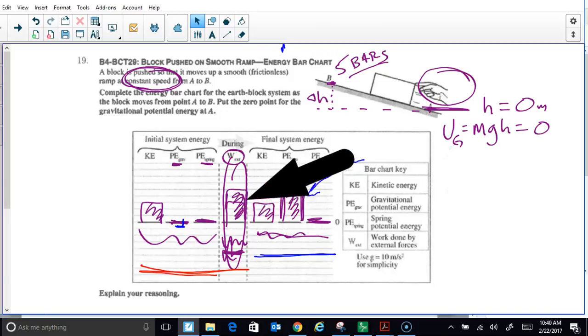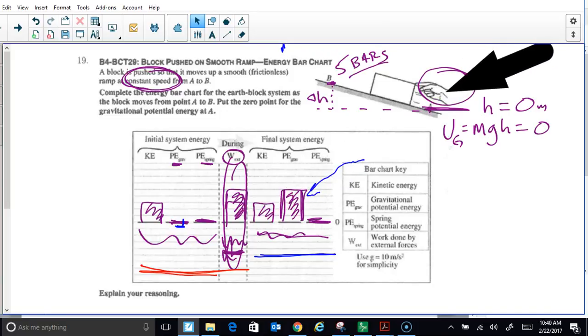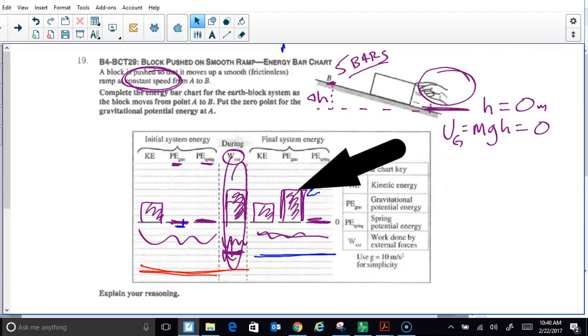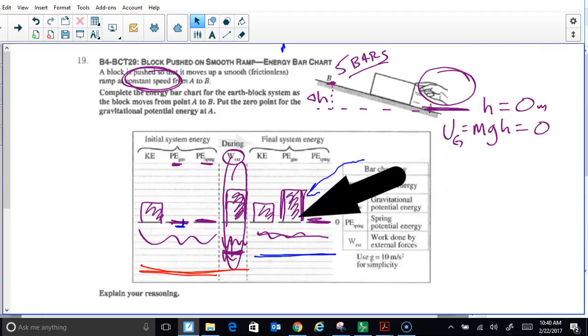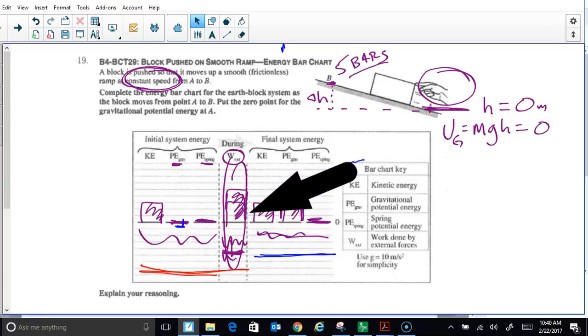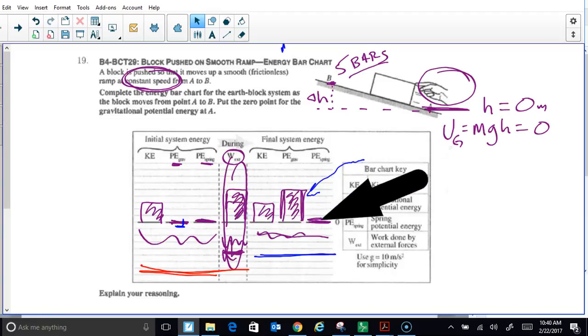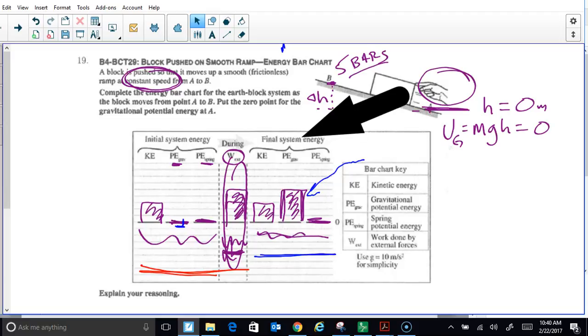because this work done by a non-conservative force, the hand pushing, gravity is an example of a conservative force, has to be where this potential energy came from. Because we didn't change kinetic energy, it was the same here and here. We didn't have any potential at the start, we end up with some at the end, and spring energy is 0 in both cases. All right, there you go.